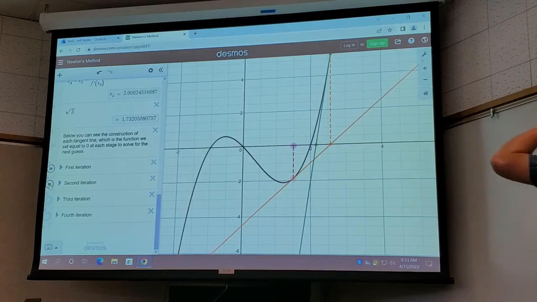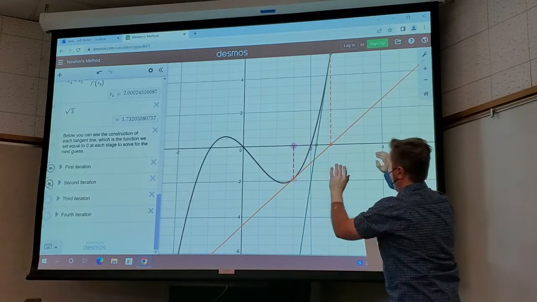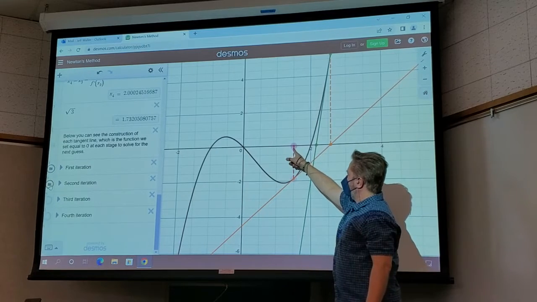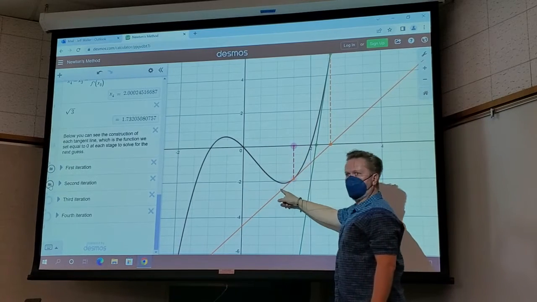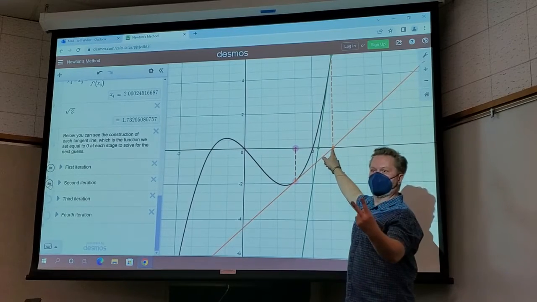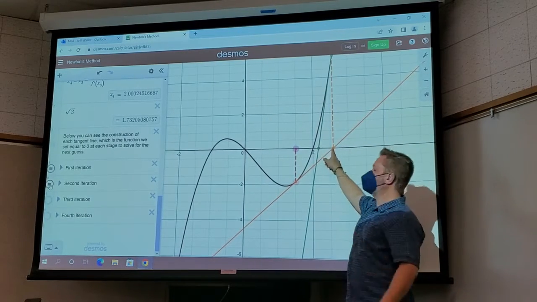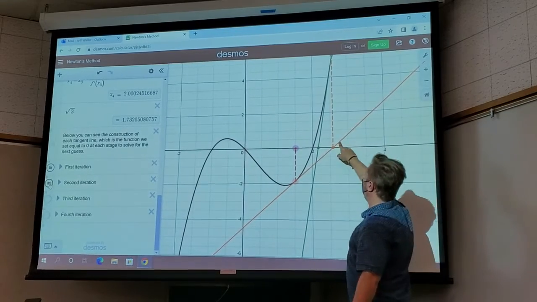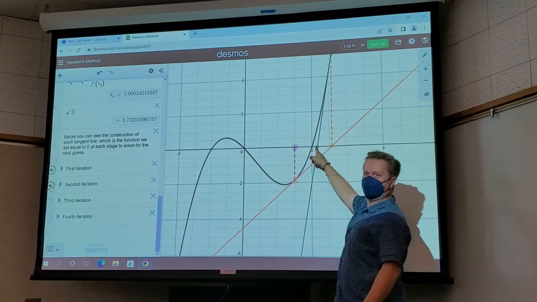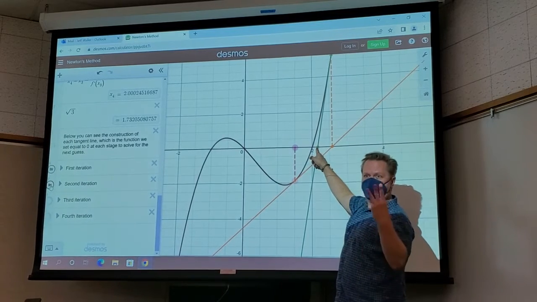So again, I really want this to make visual sense. I have a root I want. I get a decent first guess, get the tangent line, and then its intercept is my second guess. Then I just do the process again as if this was my first guess. I find its tangent line, that's in green. I find its x-intercept. That's my third guess now, right?